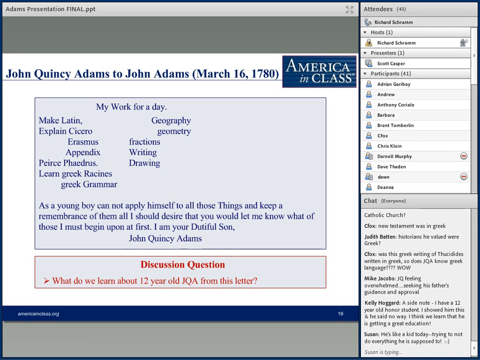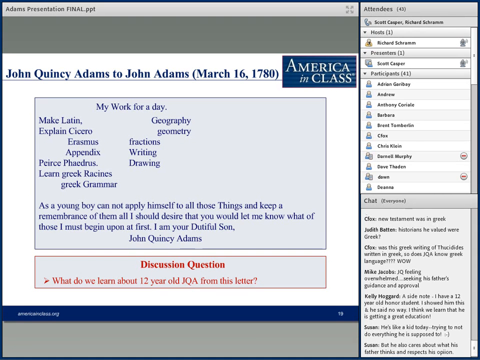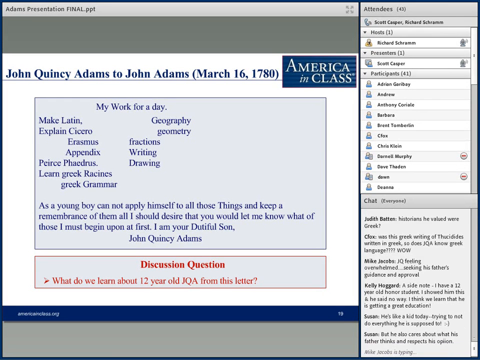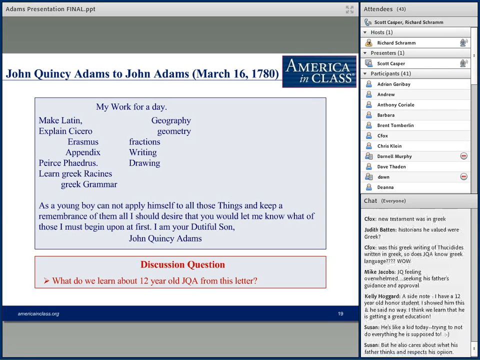Is he trying not to do everything he's supposed to? Maybe so, but he cares. You're absolutely right, Susan. He's asking his father's opinion, and he respects that opinion. So I also would note that where they are at this time, they're in France, both of them. John Adams is the U.S. minister to France. He's there to negotiate treaties of peace and commerce, and his son is with him there, living near Paris as a student.